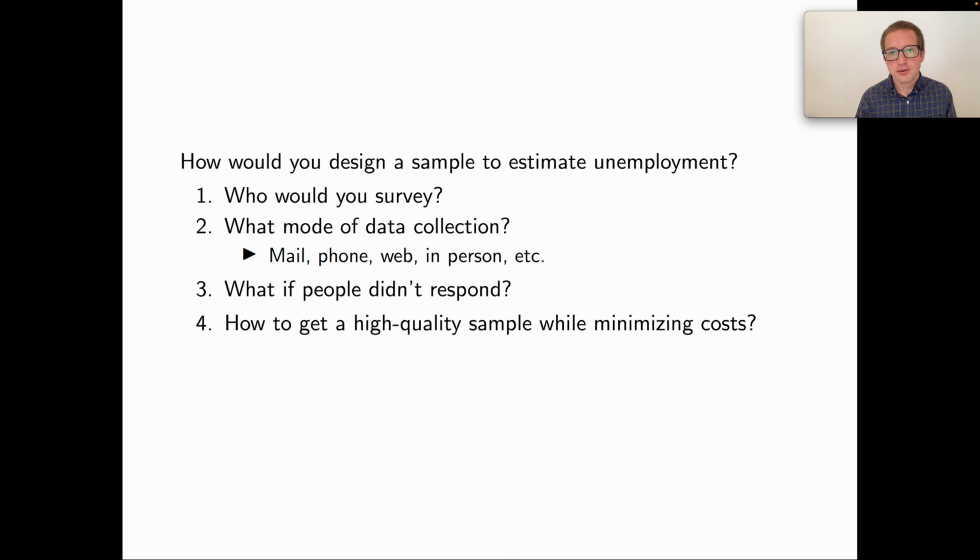Next, I want to think, if you were a government agency and you were designing a sample to estimate the unemployment rate, what number of people are unemployed divided by, let's just say, the whole population, then who would you survey? How would you choose who you wanted to go talk to? What mode of data collection would you use? Would you send them a mail survey, call them on the phone, take a survey on the web, knock on their doors? What if people didn't respond? And what would you do in that case? And how would you get a high-quality sample on all these fronts while minimizing costs? So in class, we talked about these questions and got some ideas in small groups and then talked about them as a large group. So if you're watching this on a video form, I'd encourage you to pause and think a little bit about how you'd answer these questions.